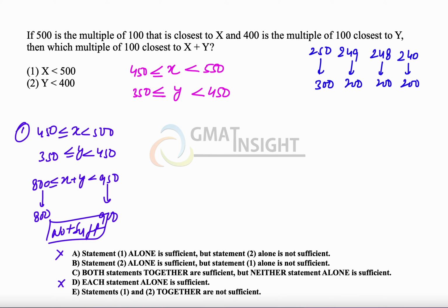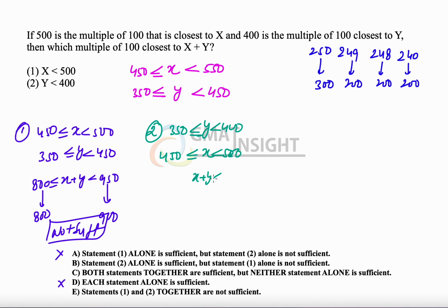Now let's check the second statement. The second statement says y is less than 400. Now the range is only curtailed for y here. That means y can be anything from 350 to 400. X can still be from 450 to 550.